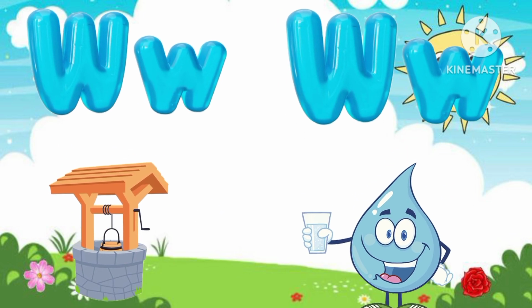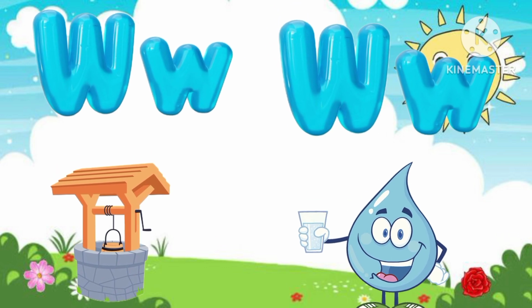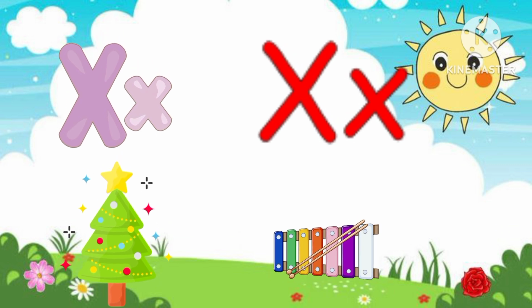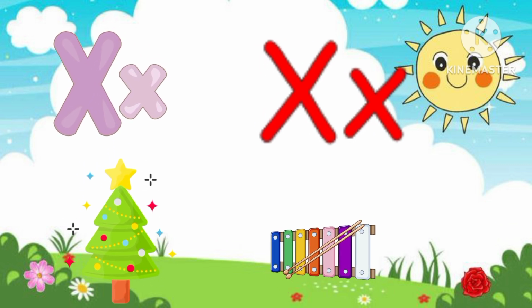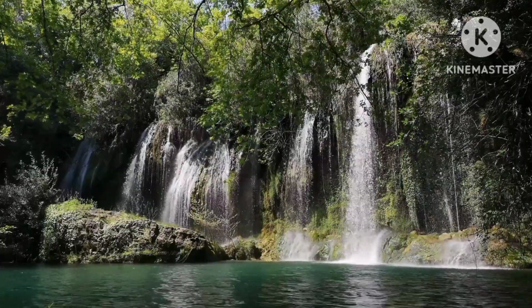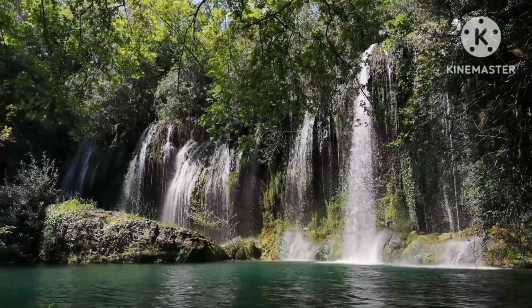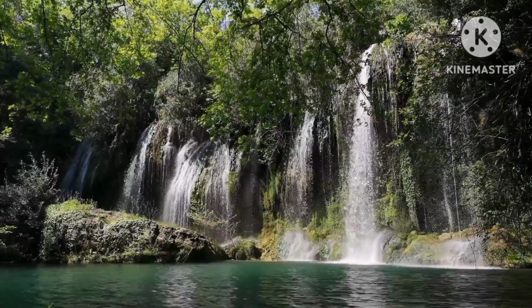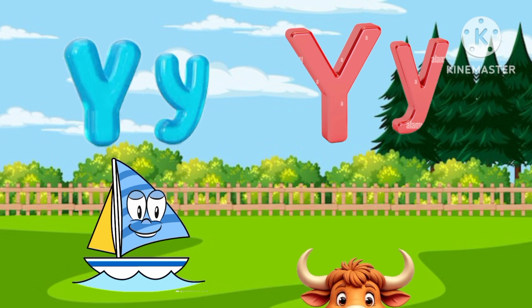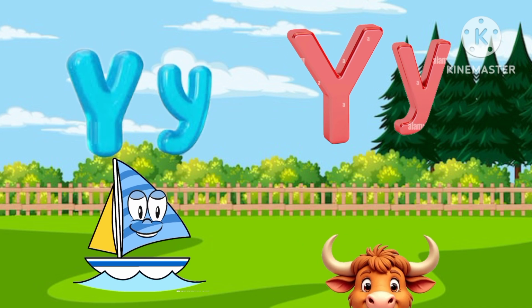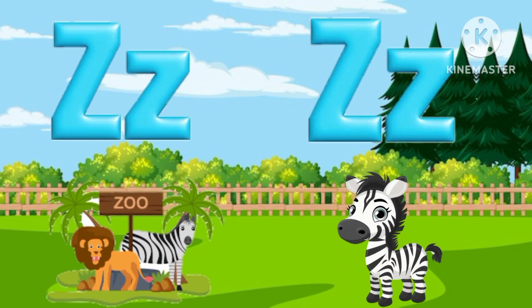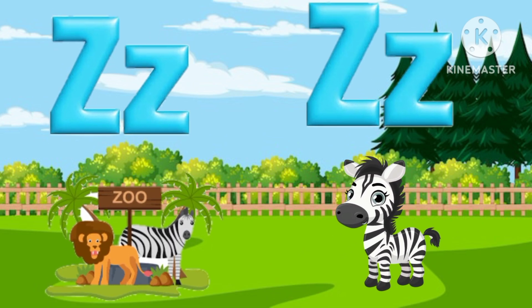W for well, W for watch, Wo. X for Xmas tree, X for xylophone, X. Y for yacht, Y for yak, yeah. Z for zoo, Z for zebra, Z.